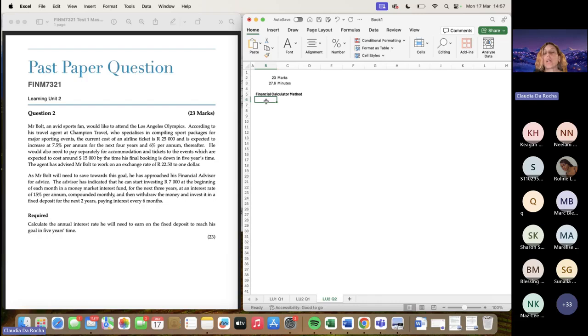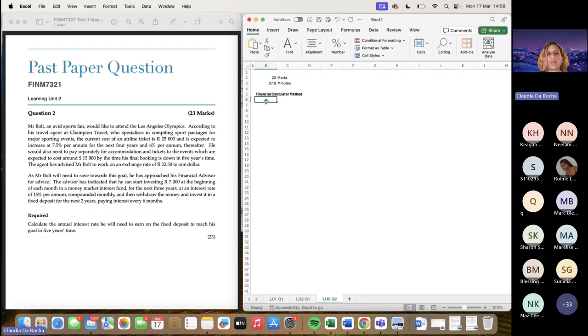All right. Okay, so there's a couple of things going on here. First of all, we have a future cost. It's the cost of attending the sporting event, which includes our airline ticket and it includes the accommodation cost. So that's the first thing. We've got to work out what is the total amount that we will pay, or Mr. Bolt will pay, for the Los Angeles Olympics, which will happen in 3 years' time. How much will that be? So that is a future value that we need to calculate. Okay, that's the first thing, right?